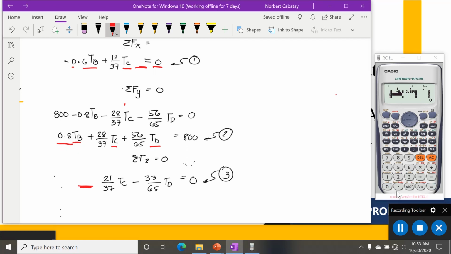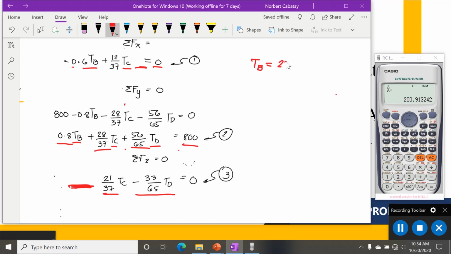So, you have here positive 0.8 equals. Then, 28 over 37 equals. Then, you have 56 over 65. Ito. Then, you have the 800. Then, meron tayo ditong wala yung value ng T sub B. So, 0. Then, positive 21 over 37. Then, should be negative 33 over 65. Then, 0 equals.